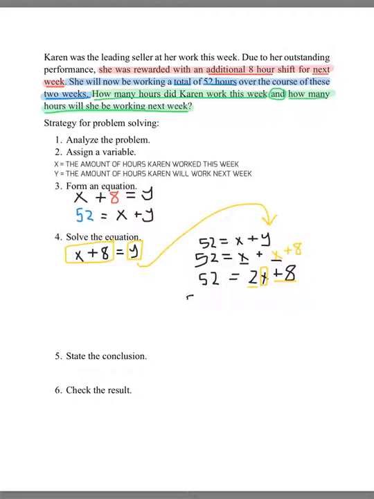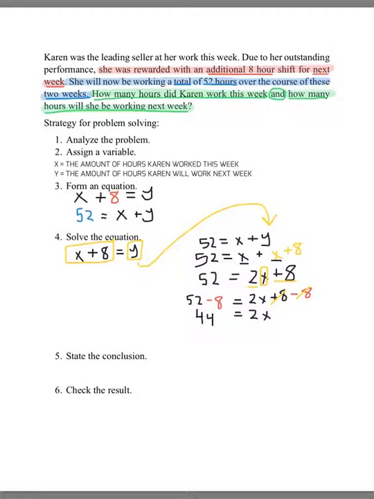So we'll end up with 52 minus 8 is equal to 2x plus 8 minus 8. So on the right hand side, the positive 8 and the negative 8 simplify out, leaving us with 2x. And on the left hand side, 52 minus 8, after you show the work, you'll see that you end up with 44.